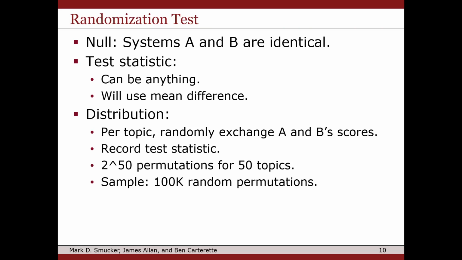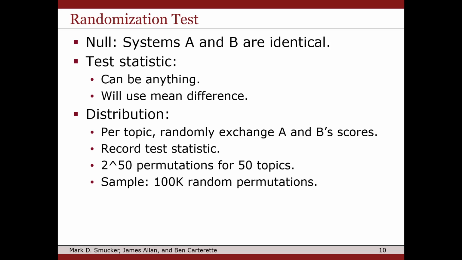A randomization test, its null is that the systems A and B are identical. We could pick anything for our test statistic. In this example, we'll use the mean difference. How do we produce this distribution under the null hypothesis that A and B are the same? Well, we do this for each topic. We randomly exchange A and B's scores. That's the same thing as when in the other presentation I said we flip a coin and change the sign.